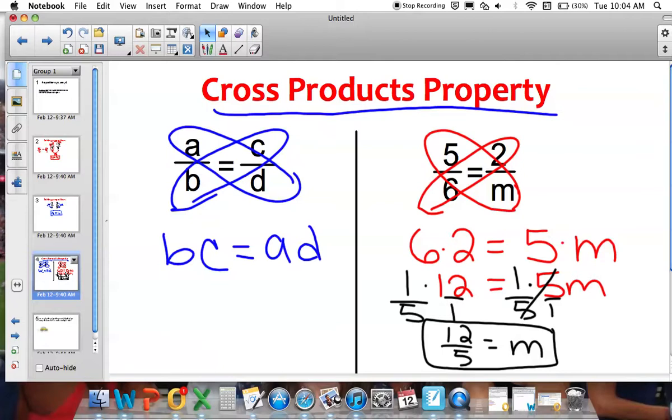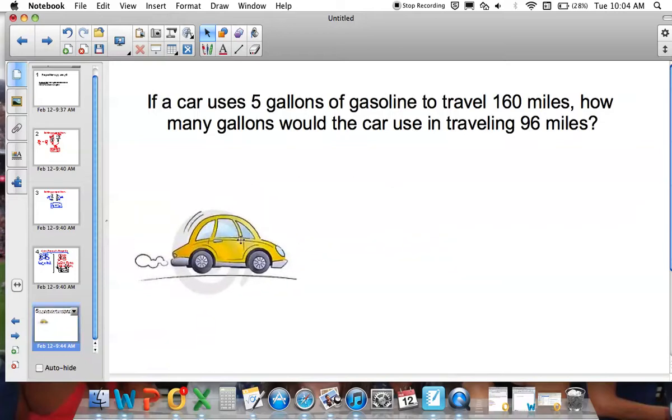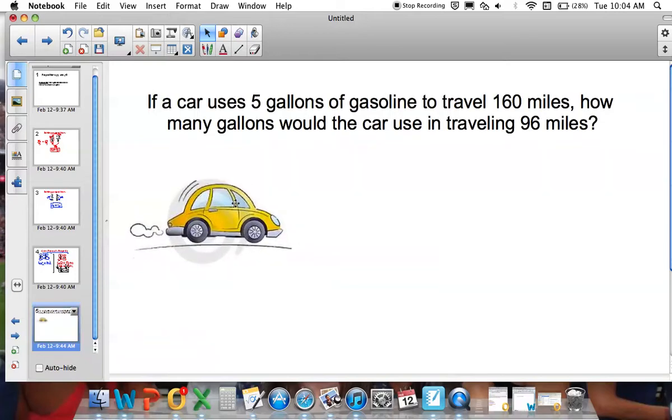The next example that we're going to do is a word problem, and we'll use the cross products property in order to solve for the answer. If a car uses, this is our nice little car over here, zoom zoom, 5 gallons of gasoline to travel 160 miles, I'm going to underline the important information. How many gallons would the car use in traveling 96 miles? There's no proportion that they've given us. They've just given us information. So let's set up the proportion.